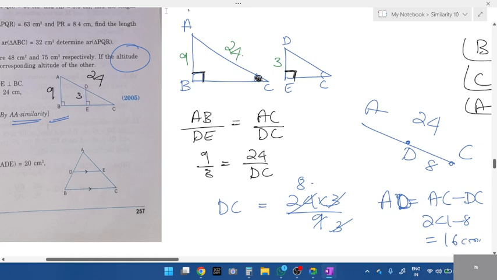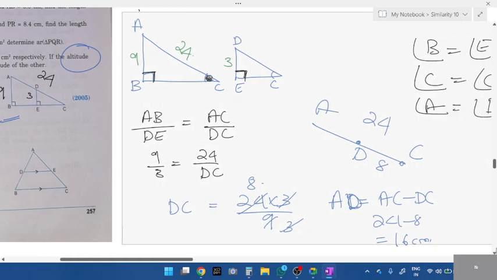Writing the notes in the same way, neatly, that doesn't matter. Only for revision, it will be helpful. So you'll understand only if you do it on your own. When I'm teaching, concentrate and do it on your own. AD is equal to 16 centimeter is the answer.